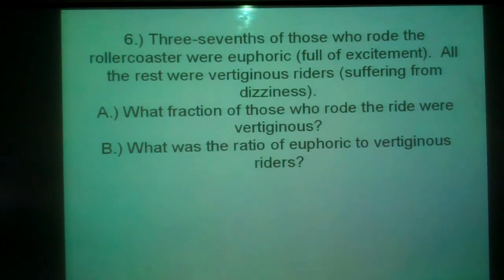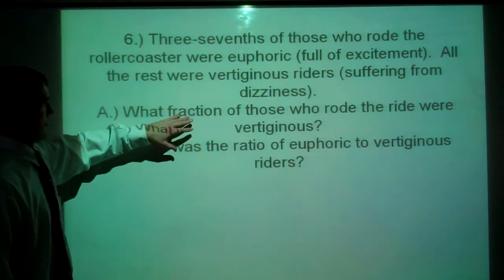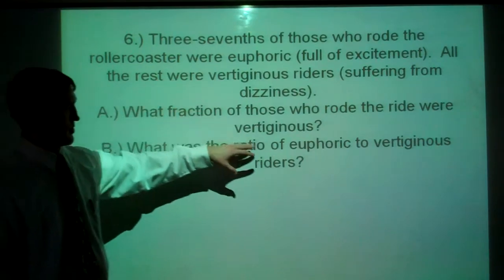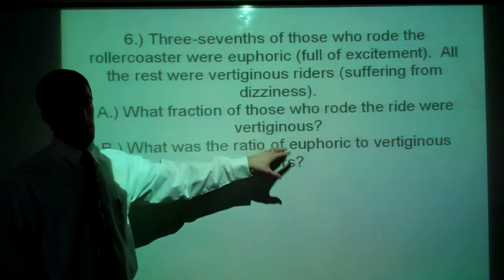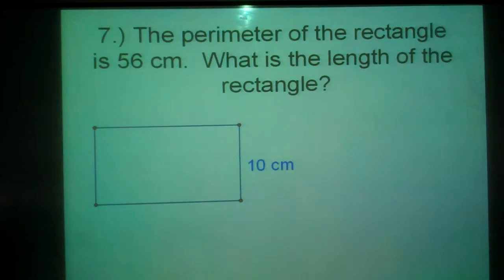Number 6, this one has some weird words in it, and it'll use these two same words tomorrow with different numbers. But remember, 3/7 of those who rode were euphoric, and then the rest were this other word. I'm not going to try to pronounce it, but if 3/7 were euphoric, that means the rest were this, and that's 4/7. And then we put that into a ratio, which would be 3 to 4. Number 7 we went over.